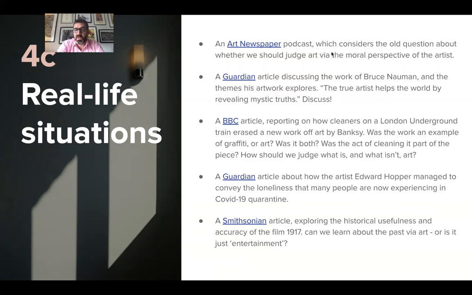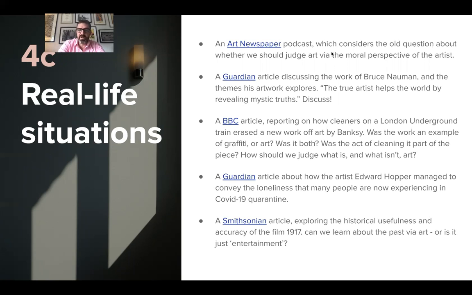This is a story that I got from The Guardian the other day, an artist called Bruce Nauman, and the themes that his artwork explores. The nice thing about this is the quote here that you see from the article. He says, "The true artist helps the world by revealing mystic truths." That would be a great discussion point for your students. What does he mean? First of all, do they agree with him? I think that's a really nice idea. Mystic truths is quite a nice phrase.